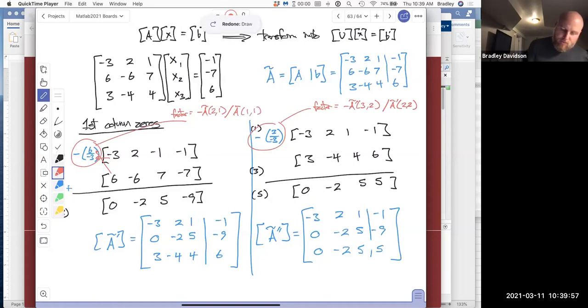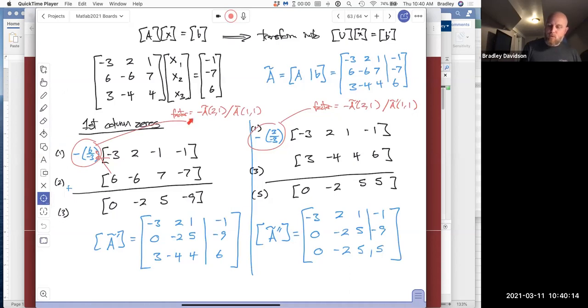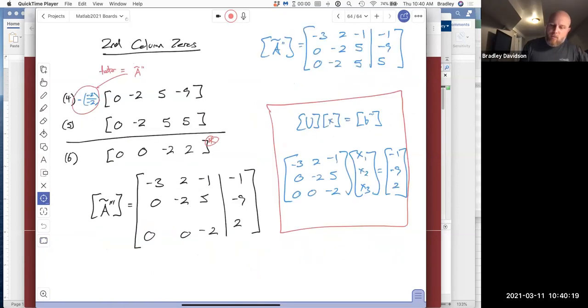And then this next one is 2, 1, and 1, 1. Okay, so it's our factor for our first row, first column, and for our second row, first column that we're eliminating. And then for our last one, this factor is negative a double prime tilde 3, 2 divided by a prime a double prime tilde 2, 2.